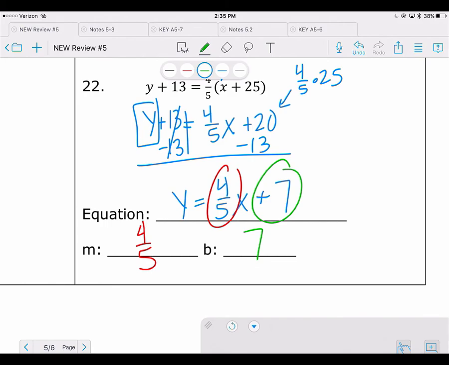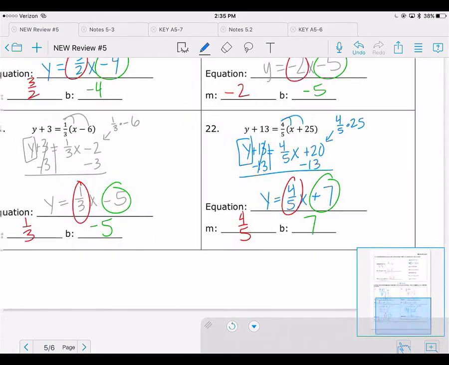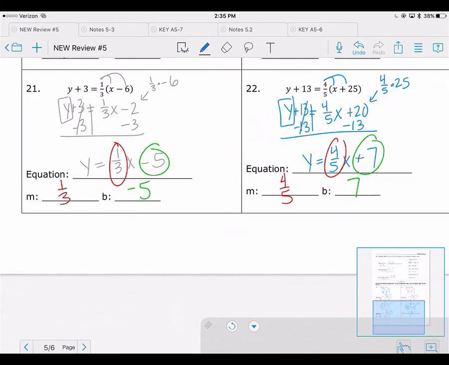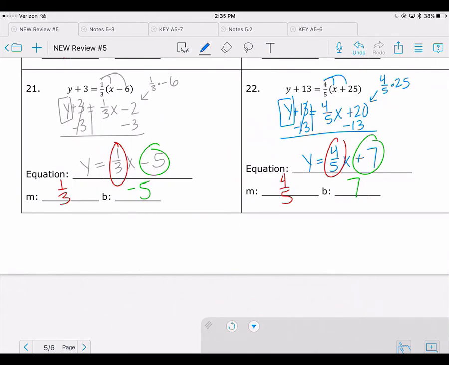So if you've started to notice a pattern on point slope on 21 and 22, once you distribute, your slope does not change. The slope is that number in front of x, which is given to us. That's also where it comes from in the formula. So we use the slope from that, and then our b value is the only part that can change after that.